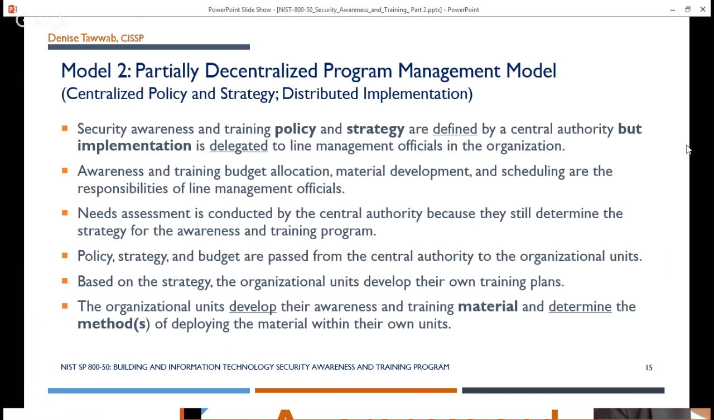And then the organizational units develop their awareness and training material and determine the methods of deploying the material within their own units. So all they get from the central authority is policy and strategy. But then they have to come back and create the material and schedule the training for their people.